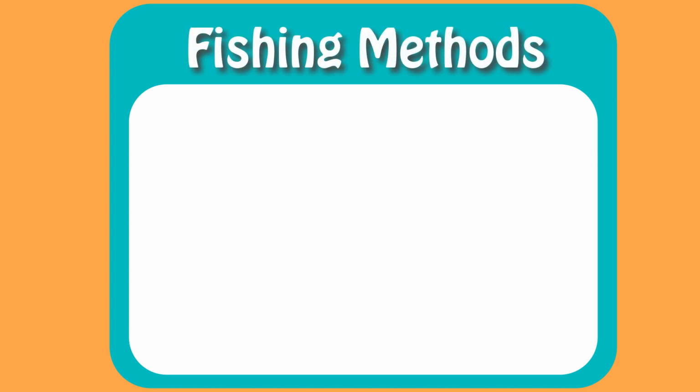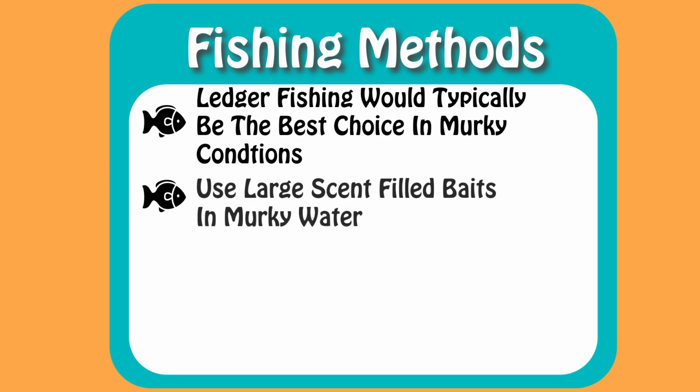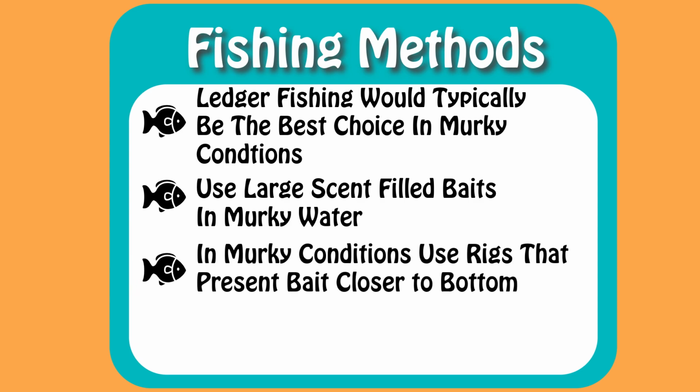Taking the previous into account, ledger fishing will likely be the best choice when conditions are murky, as bait will be presented near the seabed. For better scent, be sure to use larger, more scent-filled baits, so fish can find your bait easier. As fish will be feeding harder on the bottom, consider using a rig that presents bait as low as possible. This channel will be including videos that go into further detail about different types of rigs and baits, so be sure to check out the channel page.